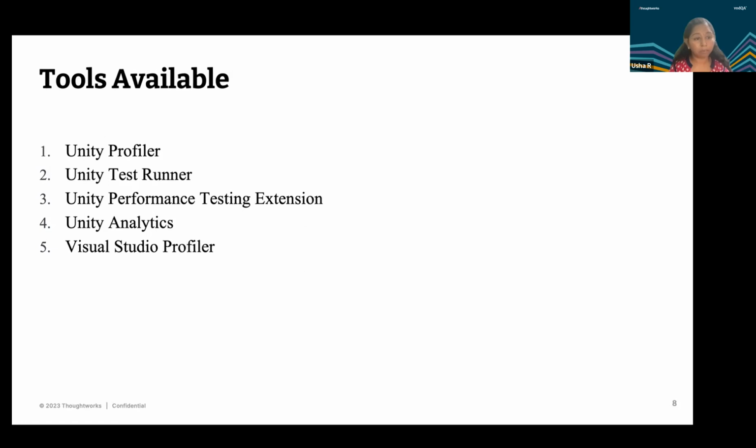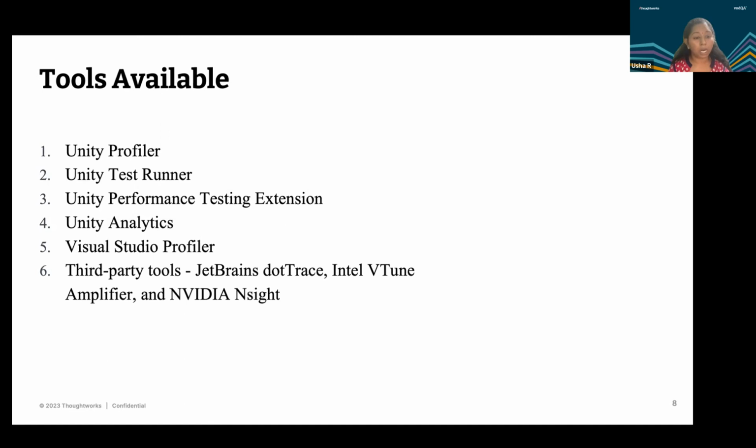So other than inbuilt tools, we can also have Visual Studio Profiler and other third-party tools like JetBrains Trace, Intel vTune Amplifier, and NVIDIA Insight. Based on our applications, we can choose our tools. Here I'm going to talk mostly about the Unity Performance Test Extension, and I can show you the Unity Profiler report also.